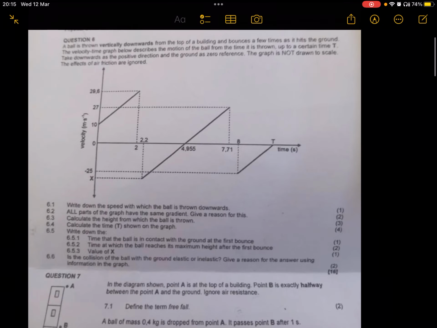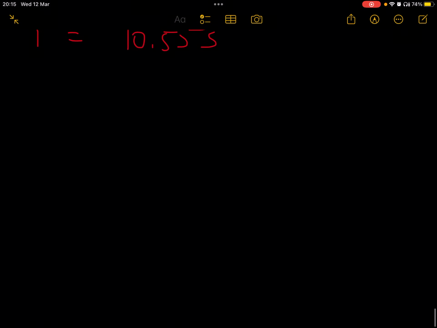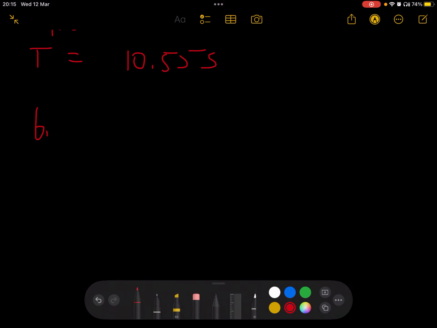6.5.1, before I wrap things up. Write down the time that the ball is in contact with the ground at first bounce. So the ball is in contact within these two dotted lines, the first two dotted lines. That is delta t equal to 2.2 minus 2, which is 0.2 seconds. That's the time the ball was in contact.